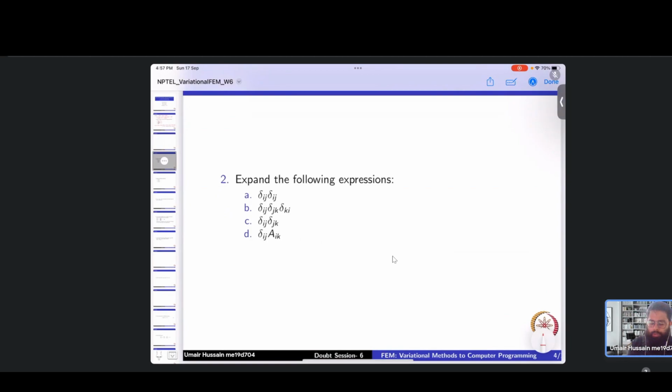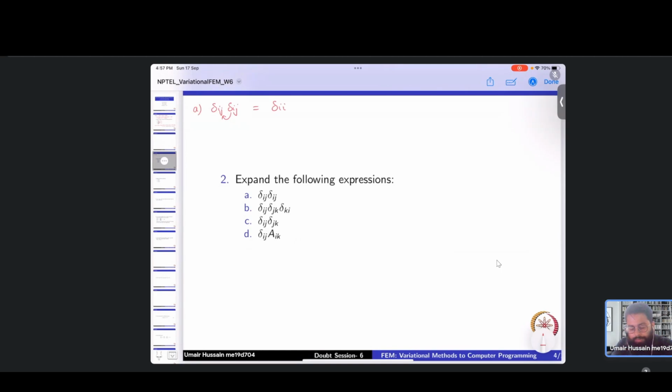Now we expand the following expressions. So for the first part we have delta ij, delta ij. There's an interesting property of the Kronecker delta that it substitutes the index of any quantity to which it is multiplied. In this case, the Kronecker delta is multiplied to another Kronecker delta, so we can easily switch the indices here. So we'll use this to switch the j here with I.